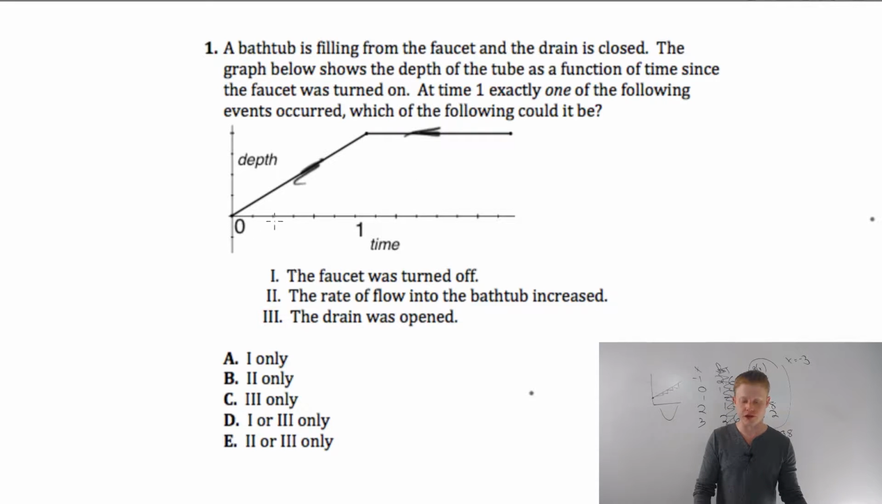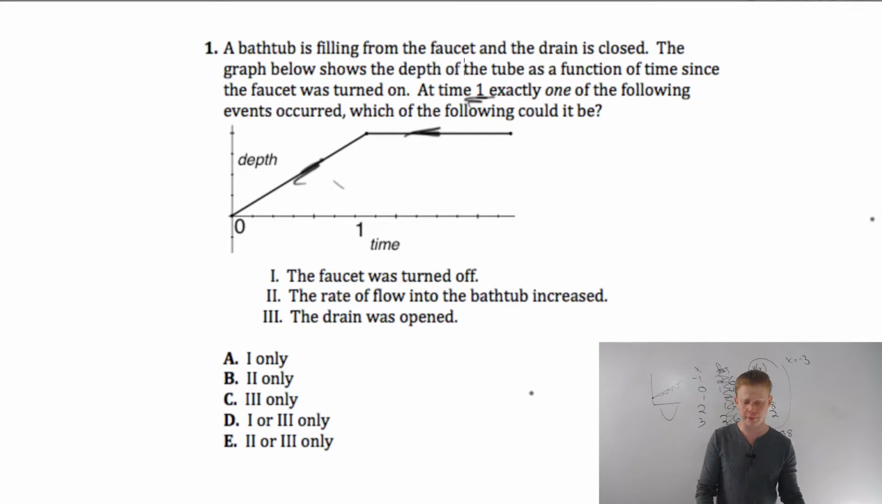So there can be some question as to scale on the x and the y-axis, changes in direction, things like that. This is a fairly simple version of this. There's only one change, so you have two pieces. And you have three Roman numerals to choose from. And they're asking you, at time one, if only one of these things happened, which could it be?